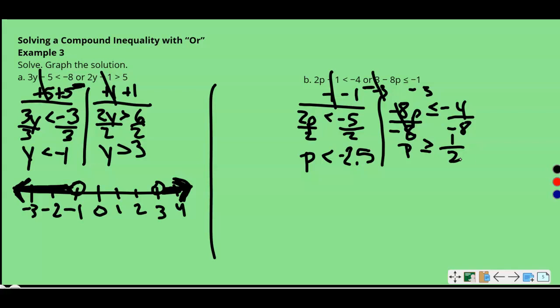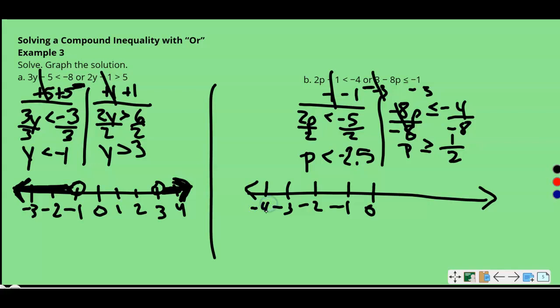All right, so to graph this inequality, I'm first going to put an open circle at negative 2.5. Negative 2.5 would be halfway between negative 2 and negative 3. So an open circle here. Less than goes to the left. Every number to the left of negative 2.5 is less than that number.